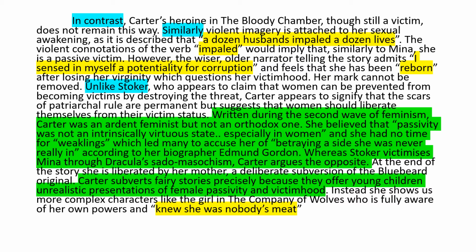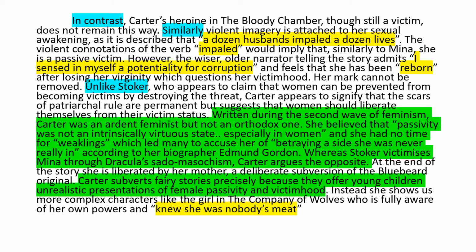Here the structure seems fairly logical. Orley is starting by drawing out comparisons that the girl in the bloody chamber is seen as a victim of her husband in many ways, and she focuses on these very violent verbs of impaled, suggesting that she's a passive victim, rather like Mina.